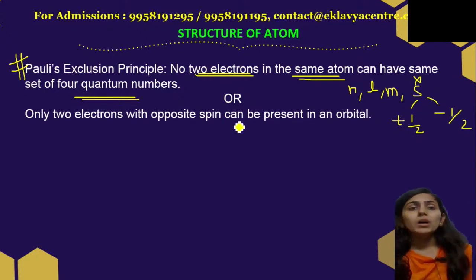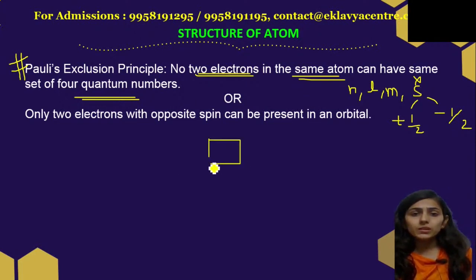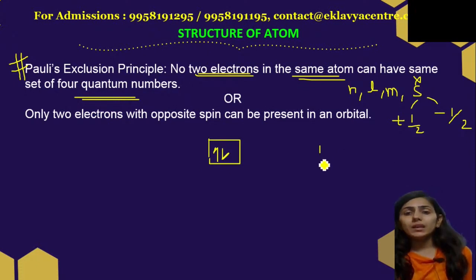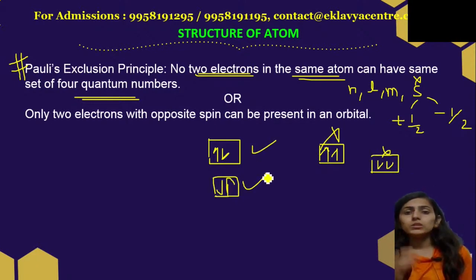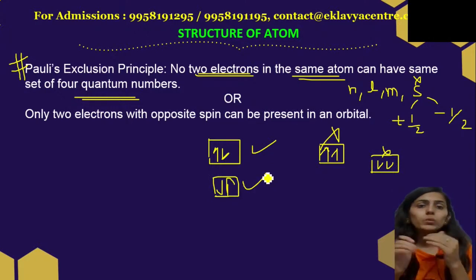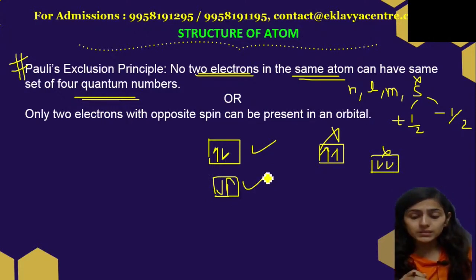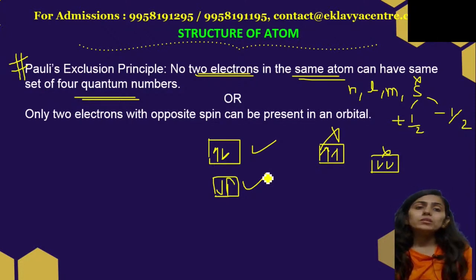Right, beta? In other words, we can say that only two electrons with opposite spin can be present in an orbital. Two electrons can never be filled in an orbital with the same spin. This is not possible. Either this is possible, or the first one is downward and the second is upward. This is also possible. But both upward or both downward is never ever possible. So this is Pauli's exclusion principle.